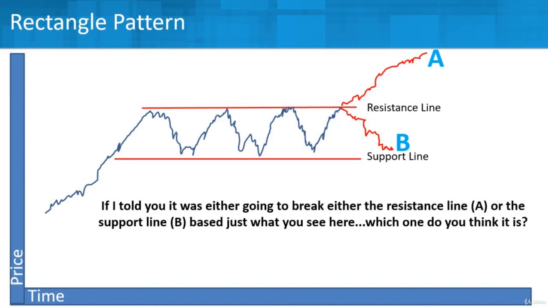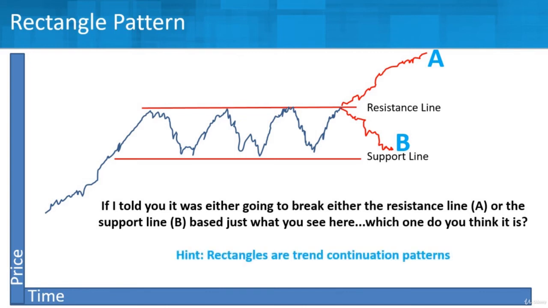But let's say I told you it was either going to break through resistance line A, or it was going to turn around, go all the way down, and break through the support line B. Just based on what you see here, which one do you think it is? I'm not giving you any other indicators. You just have to go with the pattern here. I'm just telling you it's going to do one or the other because I'm the instructor and I'm having fun, and hopefully you are too, right? Which one do you think it is?